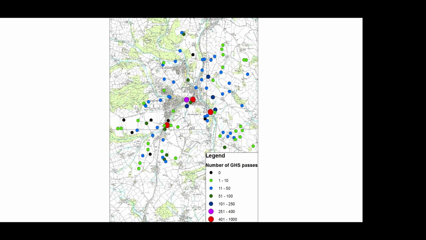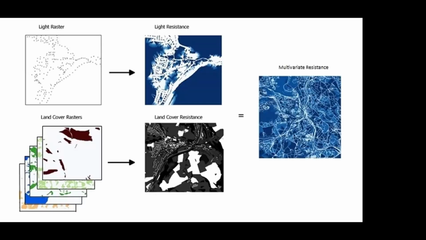And what this then allows us to do is create resistance scores for each of the habitat features. So we had 5 habitat features: lights, land cover, distance to roads, distance to rivers, and distance to linear features. Each of those 5 habitat types is given a different value based off of how much species activity occurs in relation to each of them. And then we can combine them all together into one multivariate resistance map.